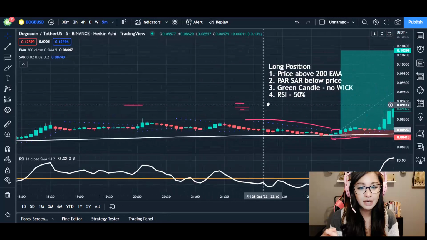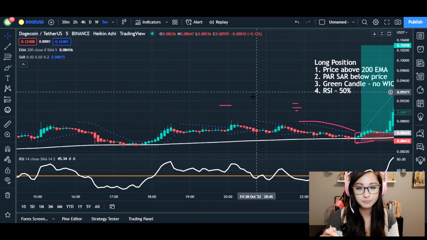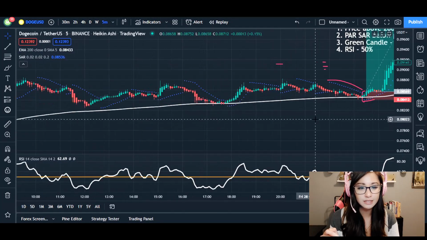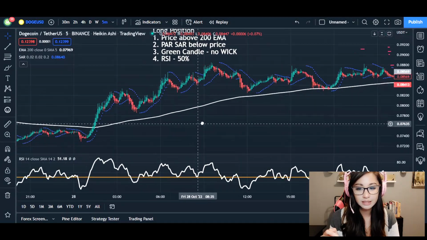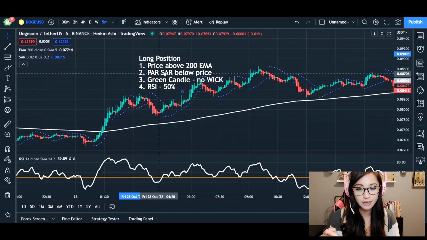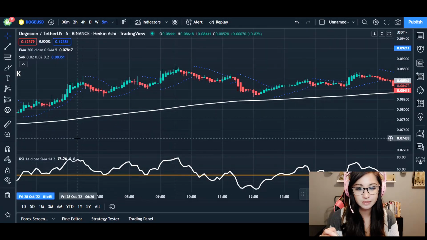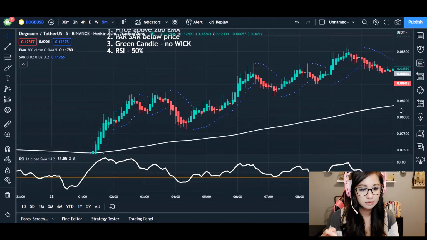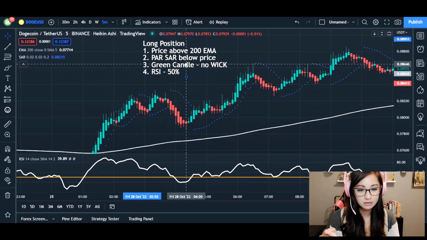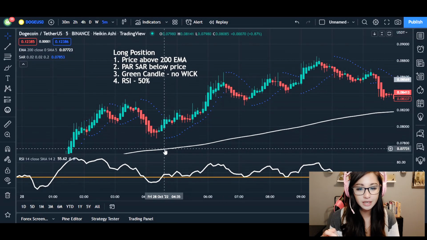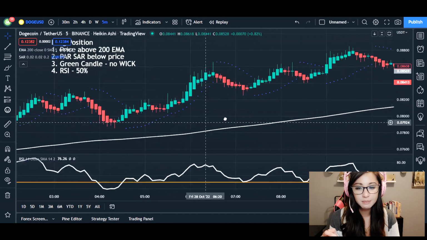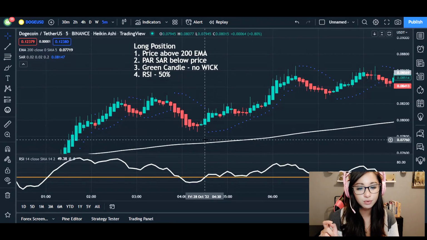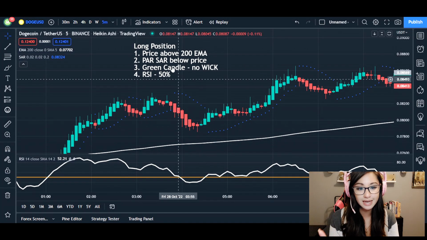Let's take another example here. So we're taking a look again at Dogecoin for crypto. Let's take a look at this guy right here. Okay, I'm going to zoom in. So this one here is a little tricky because there's a lot of wicks at the very bottom. But if we follow the same rules applied, we would be able to get a good profit.